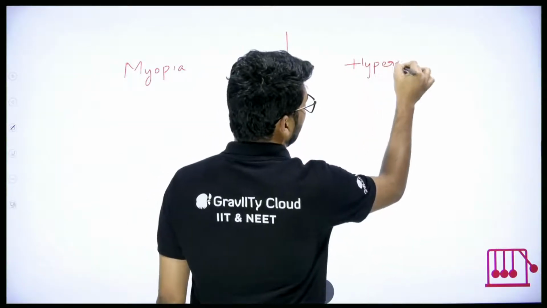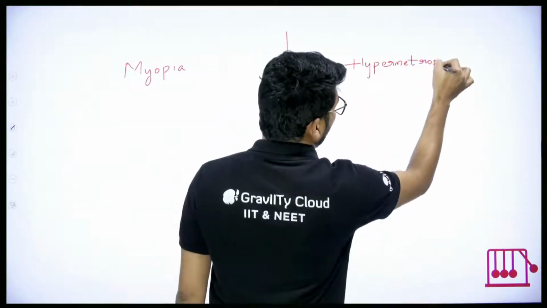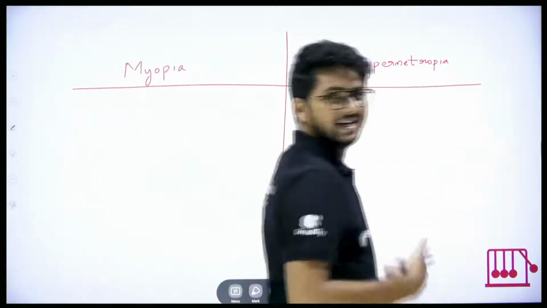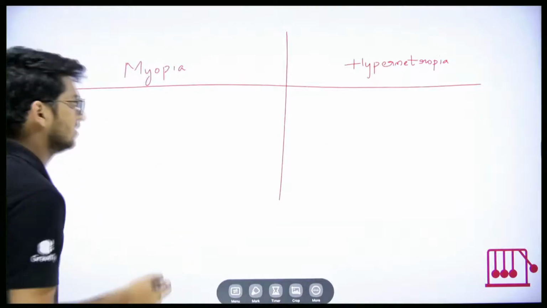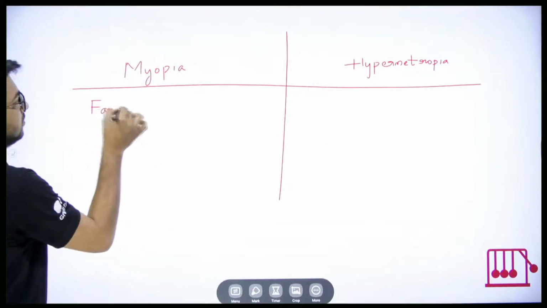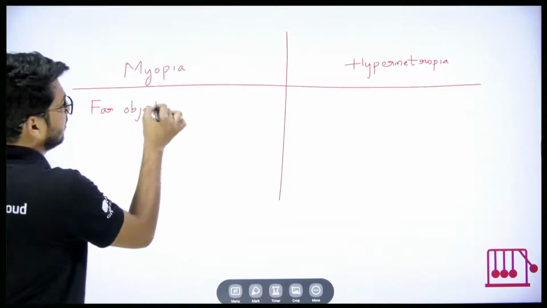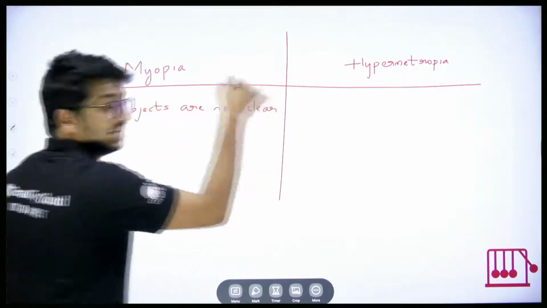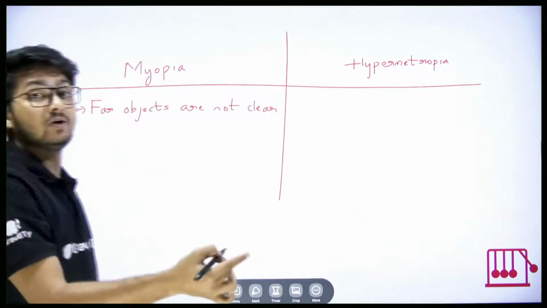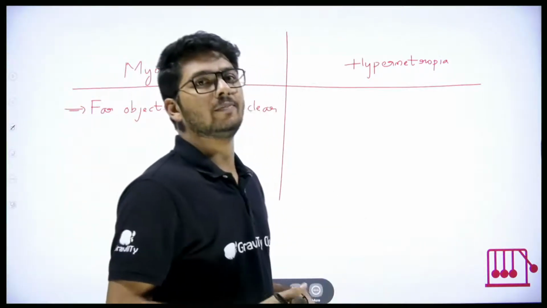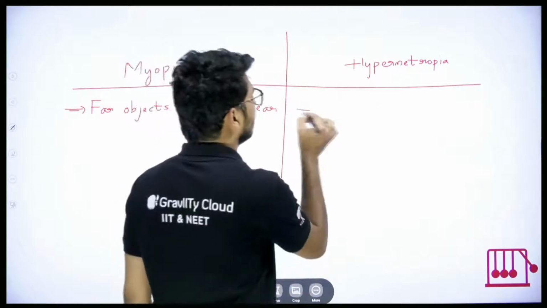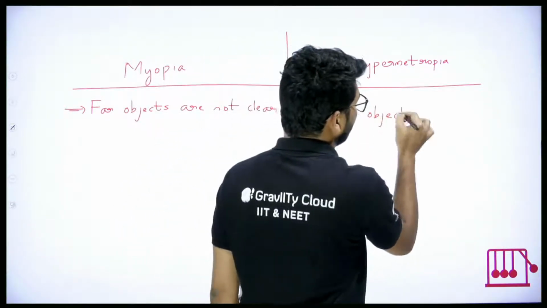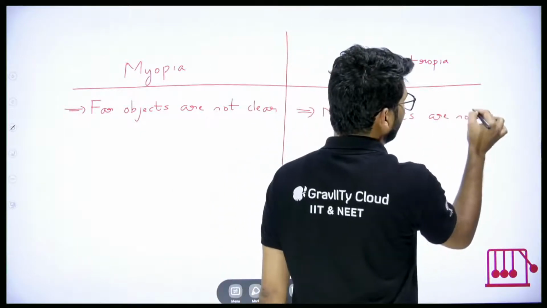Only the basic points. In myopia, we can clearly see near objects, but we cannot see far objects. Far objects are not clear. Whereas in hypermetropia, near objects will not be clear, but far objects will be clear.